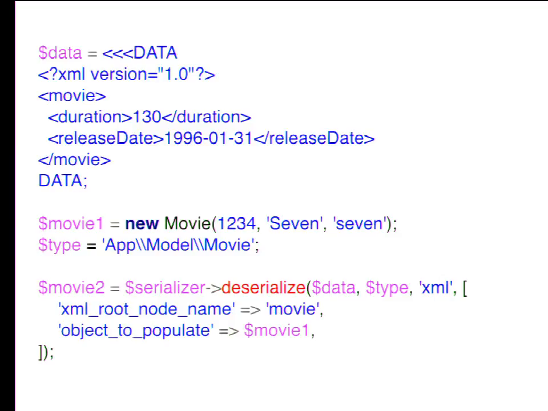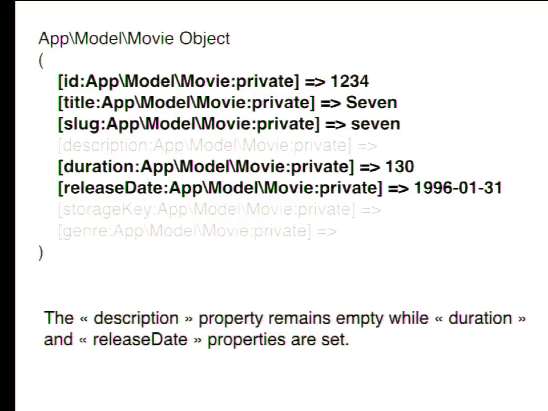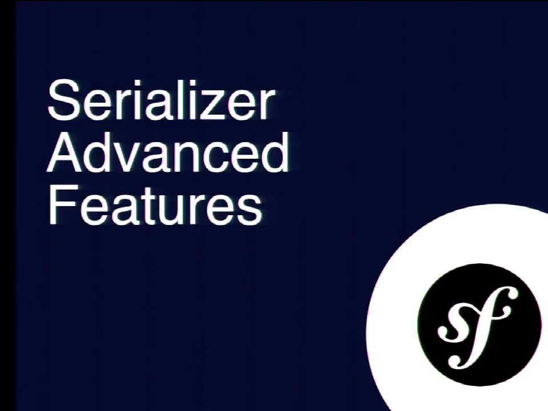So in this example, we see an XML where we have duration and release date. When we first created that movie instance, we didn't set these. But thanks to this object to populate, we would have both the data that we set up during the construction of the movie instance as well as what we had in the XML file. All right. So far, so good.